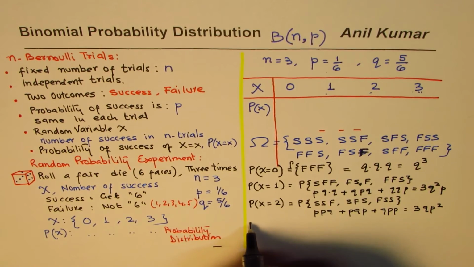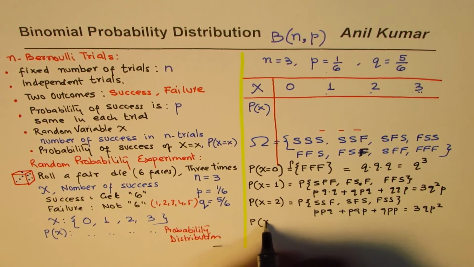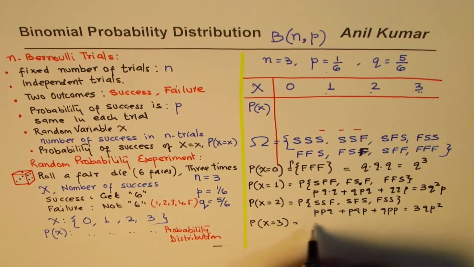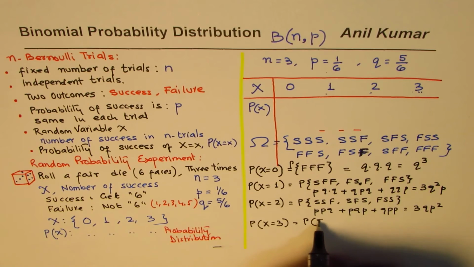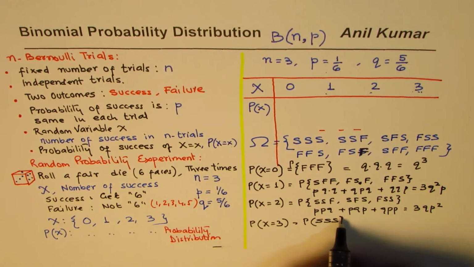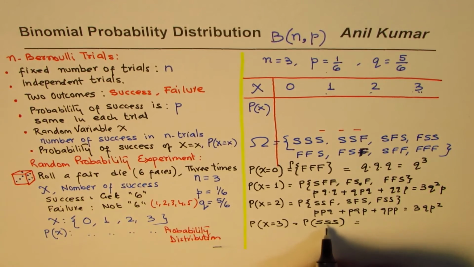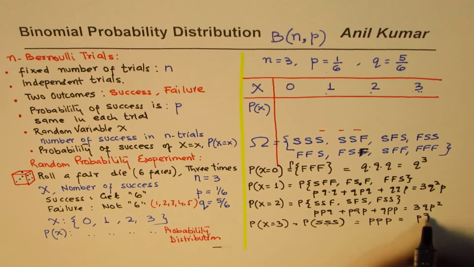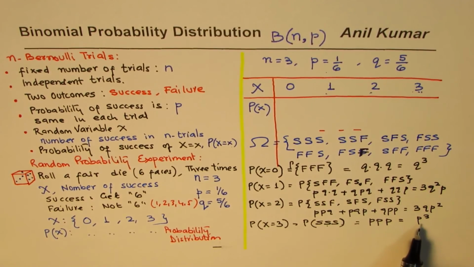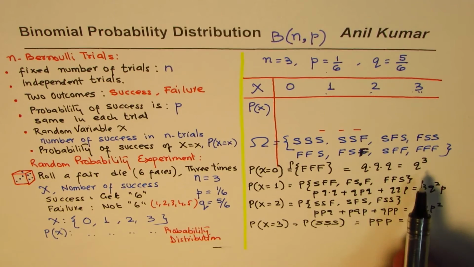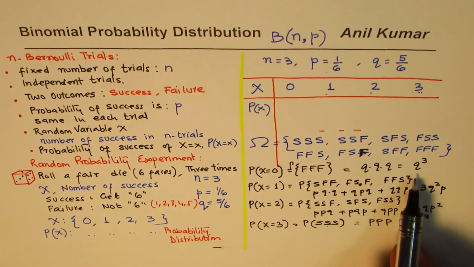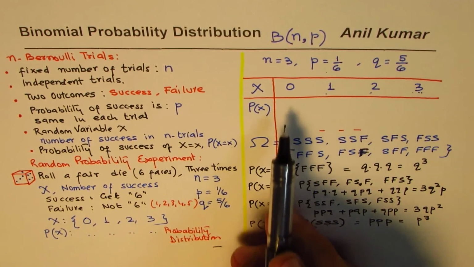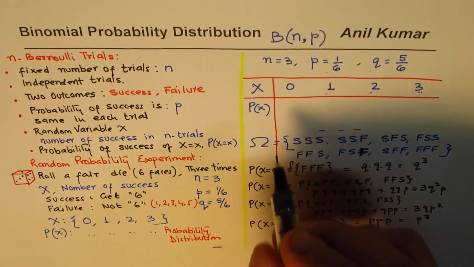Is that okay? And last is x is equals to 3. That means probability for success, success, and success. 3 successes. Is that okay? There's only one case for this. And success, success, success means p times p times p, or p cube. So we have got the probability density. This is what we call probability density, right? Or probability distribution, I'm sorry. This is what is called probability distribution for each. So for 0, what did we get? We get q cube.